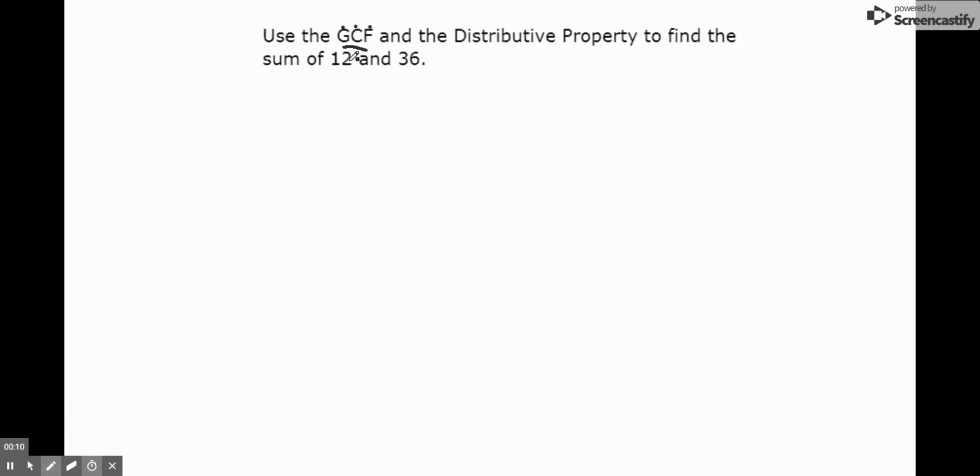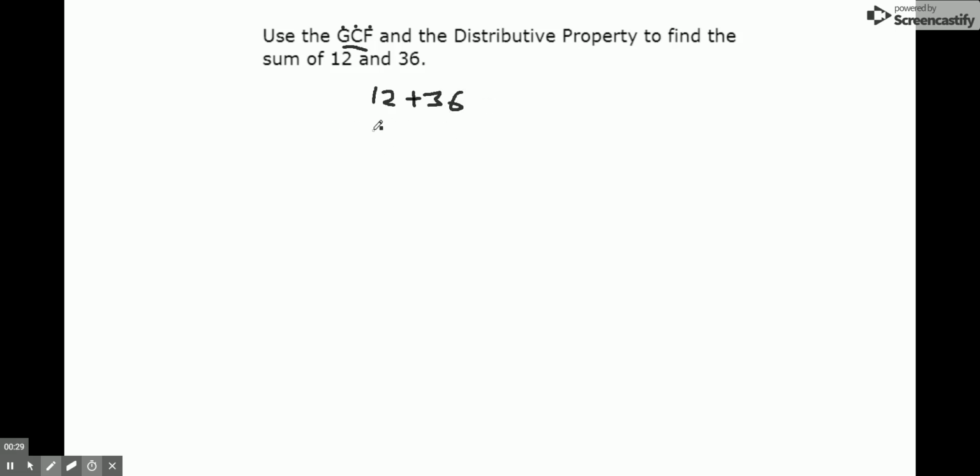All right, so in this video, we're going to talk about the greatest common factor. Greatest common factor can also be called the GCF. All right, so we're going to use the greatest common factor in the distributive property to find the sum of 12 and 36. Well, so you're like, okay, what's 12 plus 36, right?